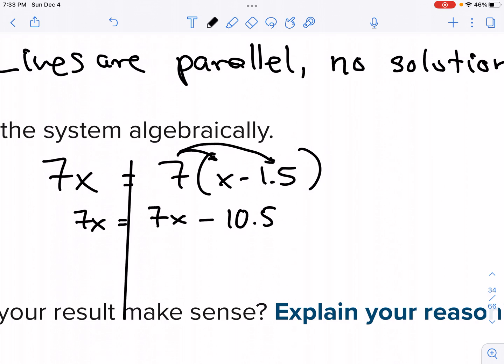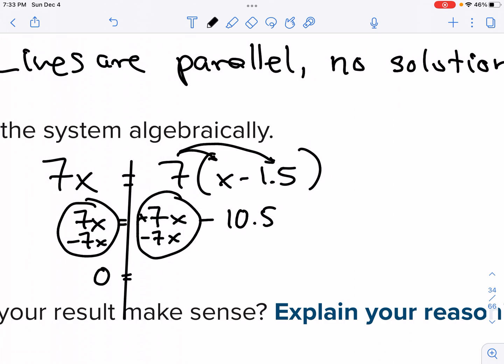At this point, we can move variables to the left side. I would subtract 7x because we have a positive 7x. This would cancel out. And also, you know what? This would also cancel out. We would have 0 equal to negative 10.5.